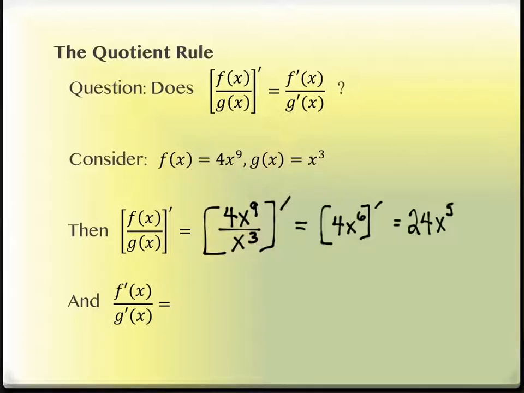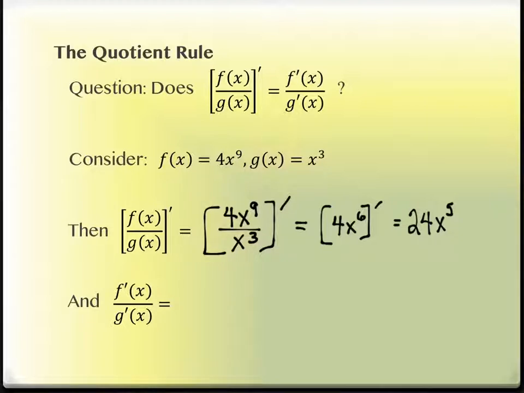24x to the 5th. Everybody good with it? So that is really the answer to this particular problem because I was able to simplify before I started. Please simplify before you start things. Don't go using quotient rules if you don't need to. We're about to learn how complicated they can be and messy.